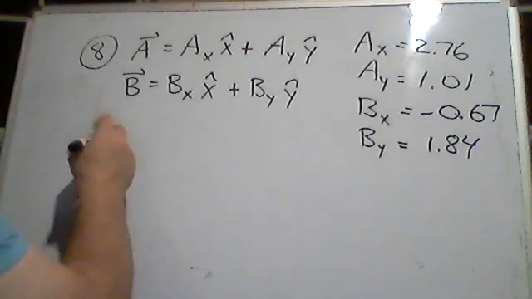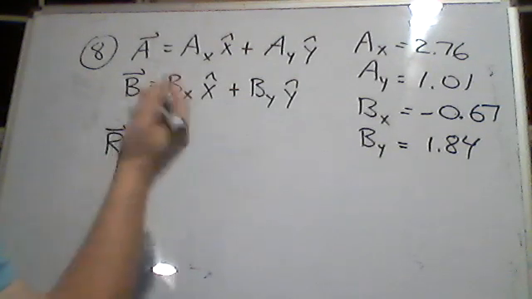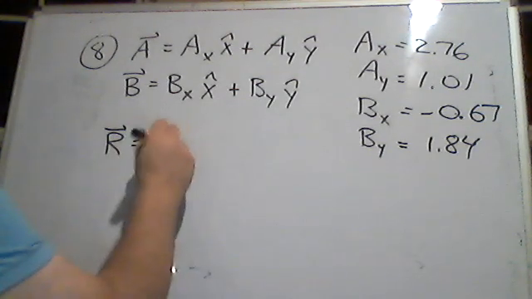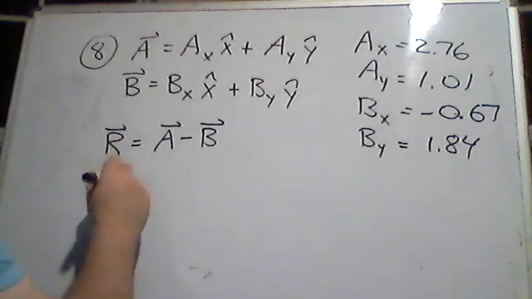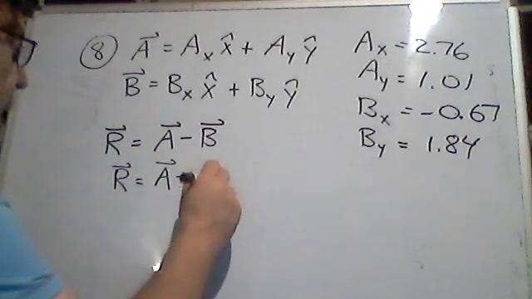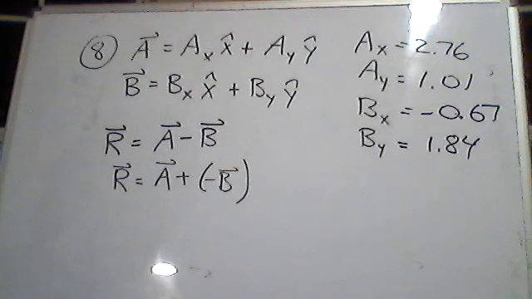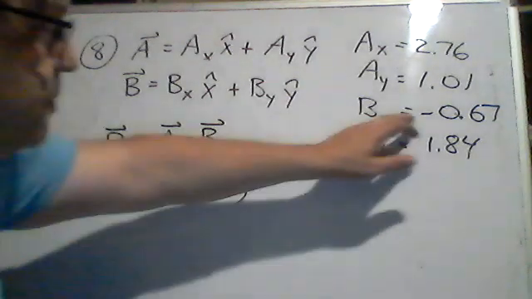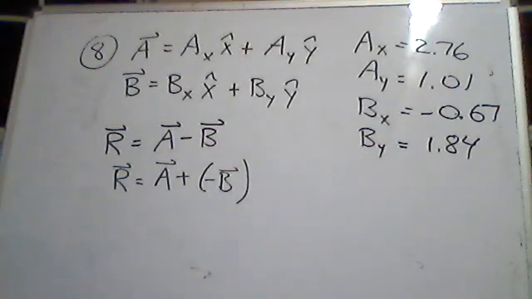Remember, if I want A minus B, I'm going to take a difference vector, I'll call it R still. I'm going to say A minus B. It's really going to be A plus the opposite of B. And remember, I get the opposite of B by basically multiplying each of the components of B by negative 1. All right, and I'm going to leave it at that. I'll let you do that.